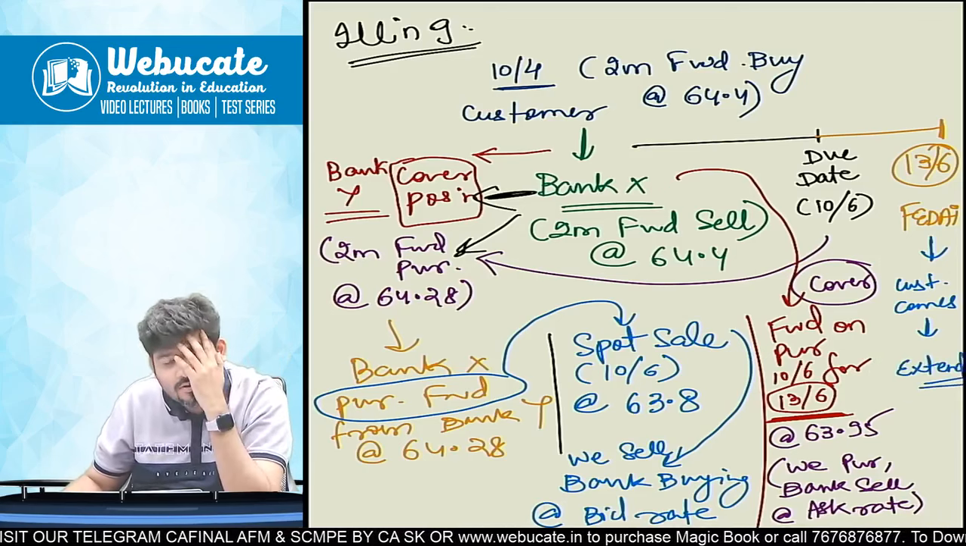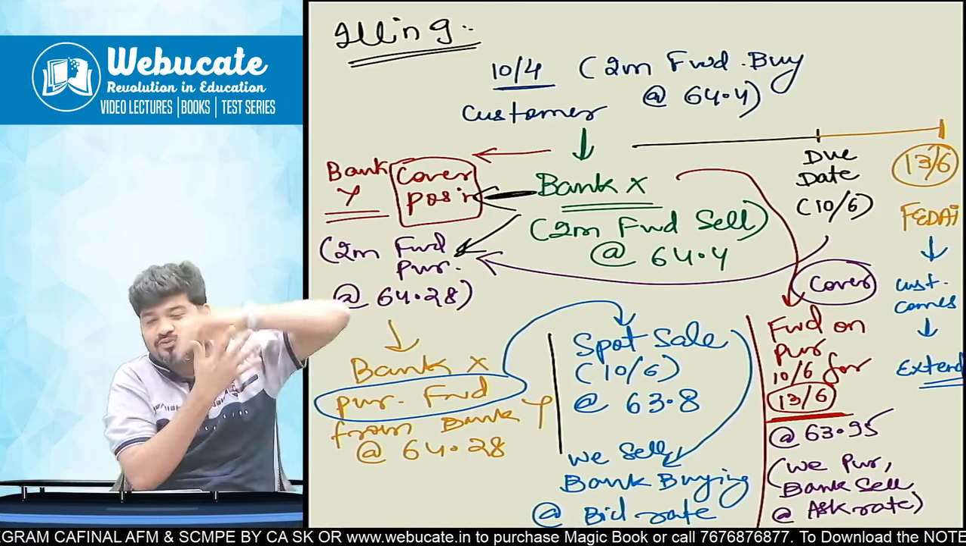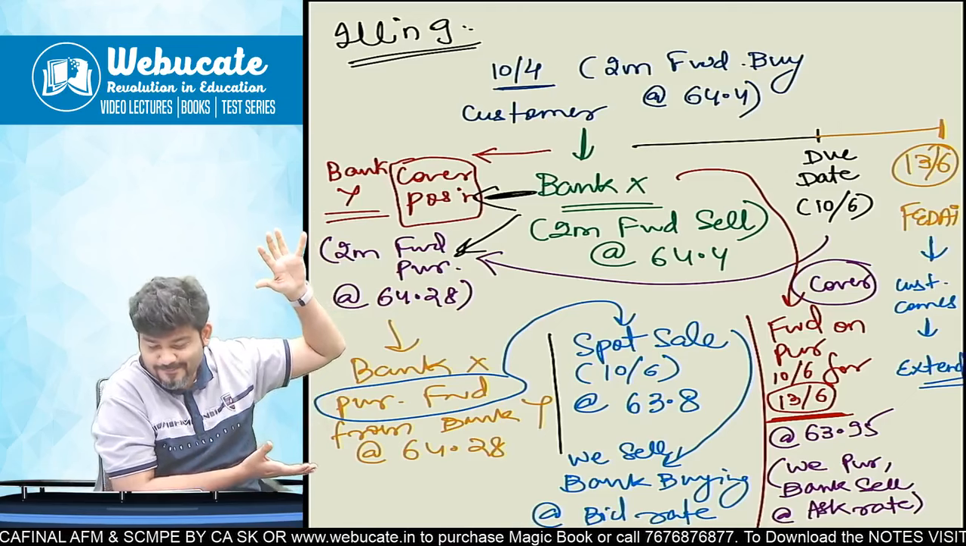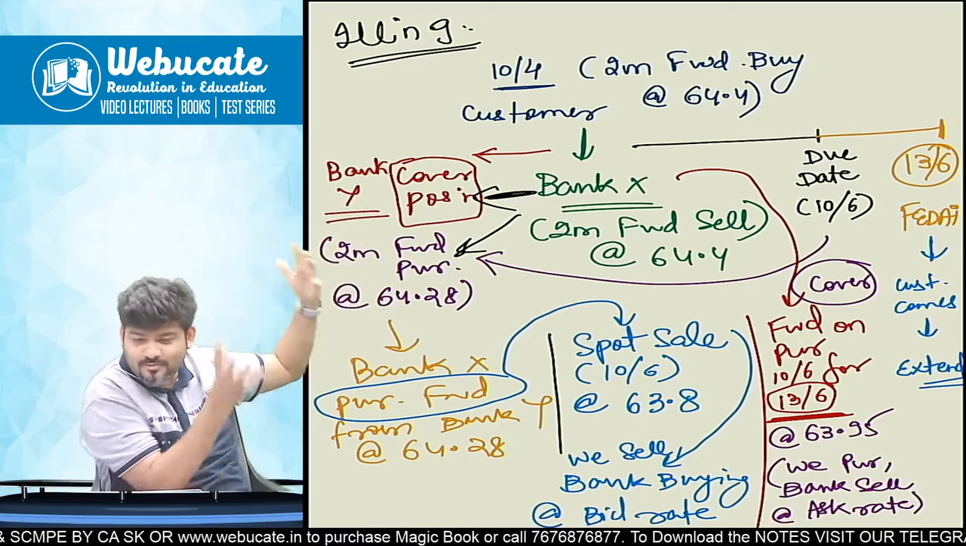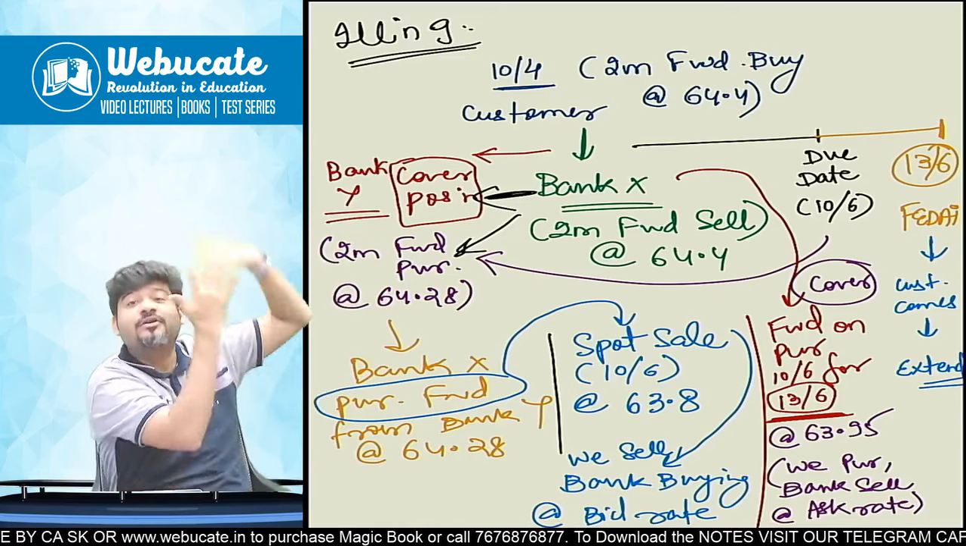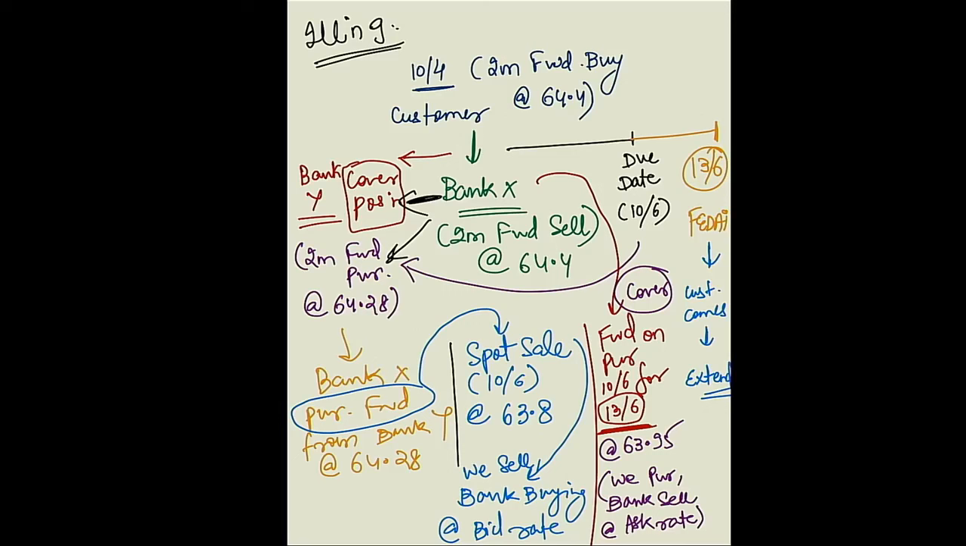Oh, the diagram is complete. The question is still left. Wait, are you first clear with the whole diagram? Now, what is the extension rate that we'll see? But are you now clear with what all has happened, what all has transpired? Please write it down. Any doubts, please ask. If not, we'll move on.